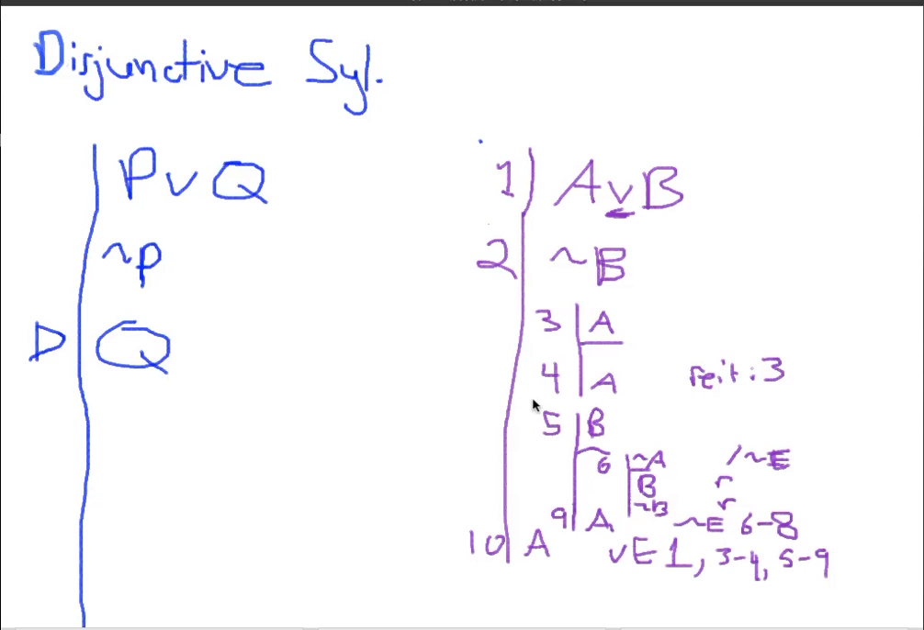This is a lot more work. Disjunctive syllogism just says, no, look, if you have P or Q and you have not P, then you can actually just skip all of this work that we've just been doing. Just go ahead and skip right there, because we've already proven that this is the case.